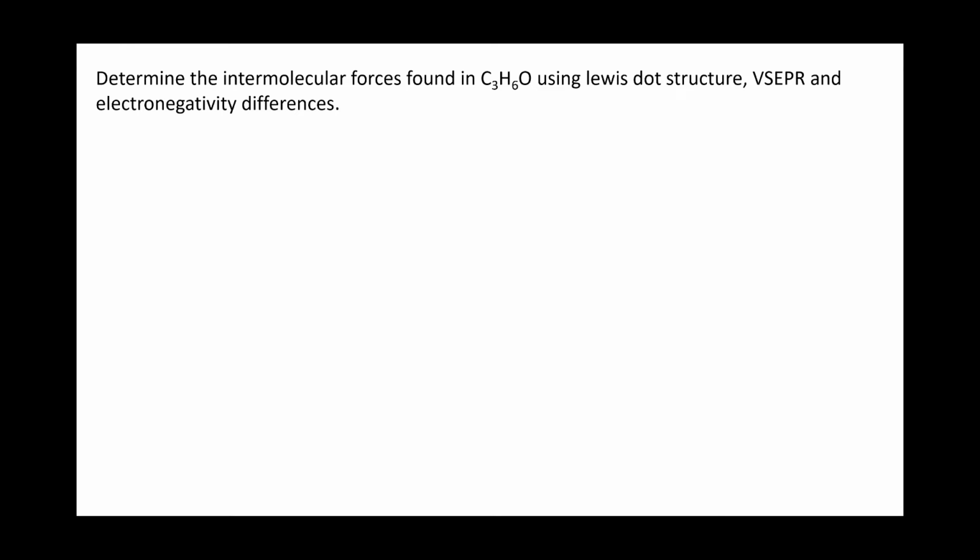Okay, so let's take a look at another question where we're determining the intermolecular forces found in C3H6O. Now, what this molecule actually is, looks like this. And this molecule is known as acetone. That's kind of the common name, but we're going to call this propanone. And you'll understand this if you've done some organic chemistry.